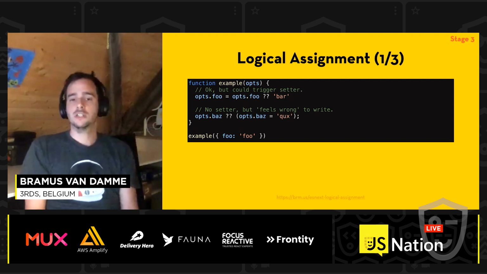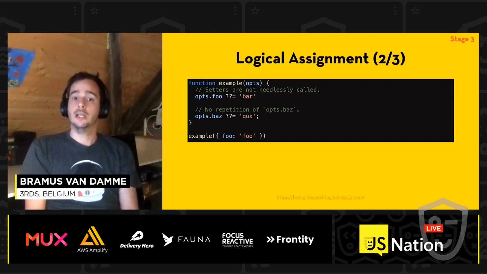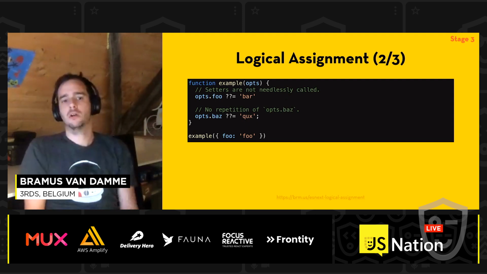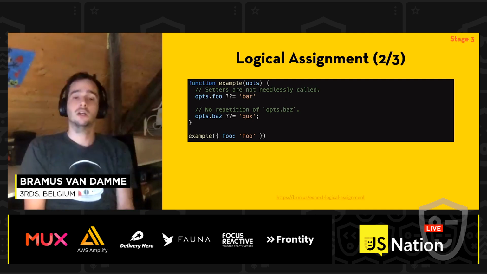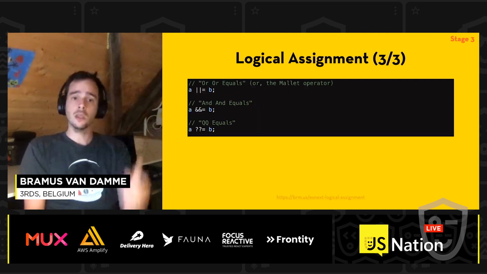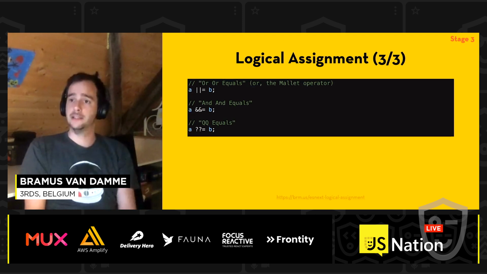The logical assignment operator looks like this. So it's question mark equals bar. So if options.foo is null or undefined, it will set the value of bar to that variable. It also works with OR, it also works with AND. Really nice feature. This is going to save me some time when writing JavaScript.